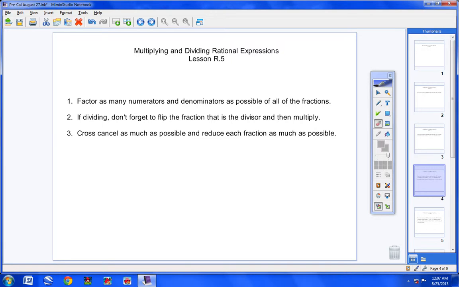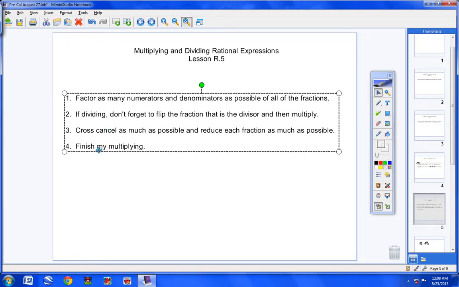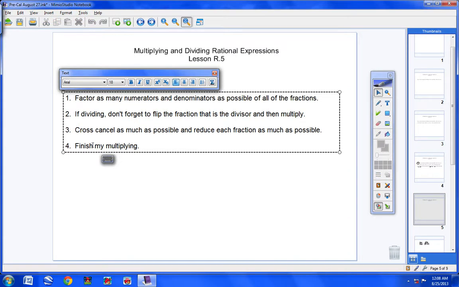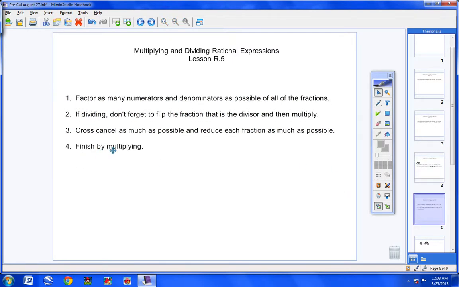By the way, that's why you factored in step 1, so that you could then cross cancel as much as possible and reduce each fraction as much as possible. And then lastly, step 4, finish, and that's supposed to be by. I'm not sure why that says my. Let me fix that right now. There we go. Thanks for your patience on that. Step 4, finish by multiplying.